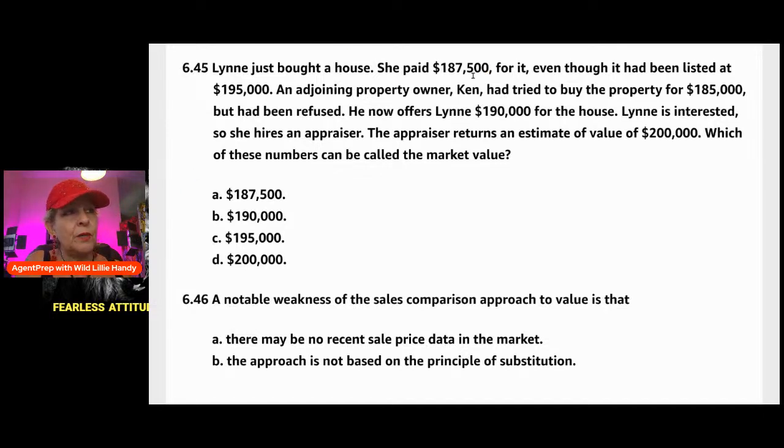So Lynn paid 187.5, and it had been listed for 195. An adjoining property owner tried to buy it for 185, okay? So paid 187, listed for 195. Ken offered 185 and was refused. Now he goes back and offers 190 for the house because it was listed at 195. So he lowballed it, right? But 185 is lower than what Lynn paid for it.